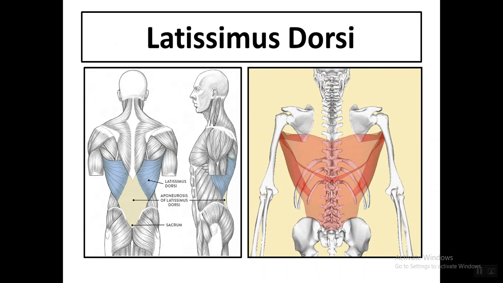Another muscle that connects the vertebral column to the upper limb is latissimus dorsi. Latissimus means broad. Dorsi comes from dorsum, which is the back. So it is the broad muscle of the back. It takes origin from the iliac crest, from the lumbar fascia, and from the spinous processes of the lower six thoracic vertebrae.